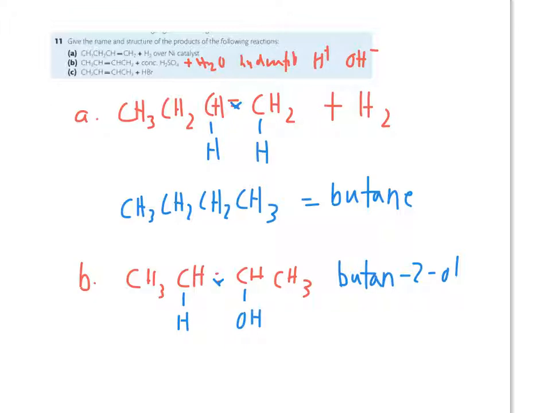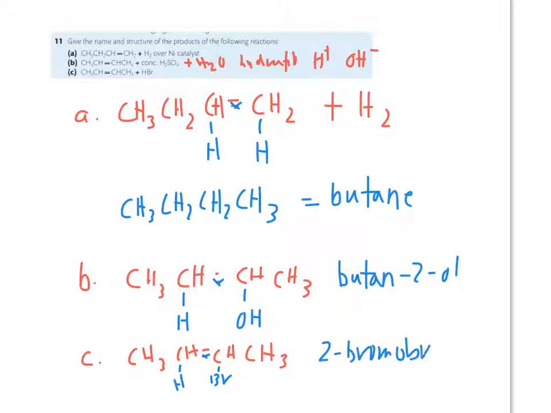And letter C then, this is probably one of the most common. I've got HBr, and I've got my CH3, CH, CH, CH3. So again, I've got my double bond here. If I break that open, I put an H here and a Br here. So I'm going to make a halogenoalkane. So this one I would name 2-bromobutane.